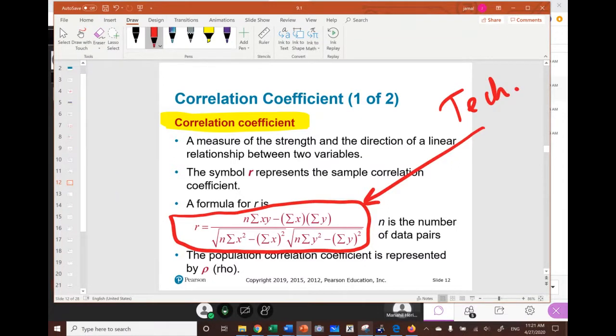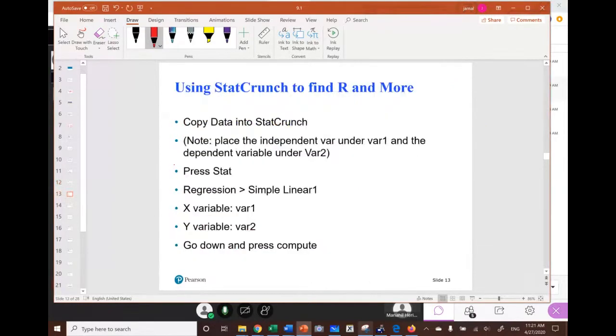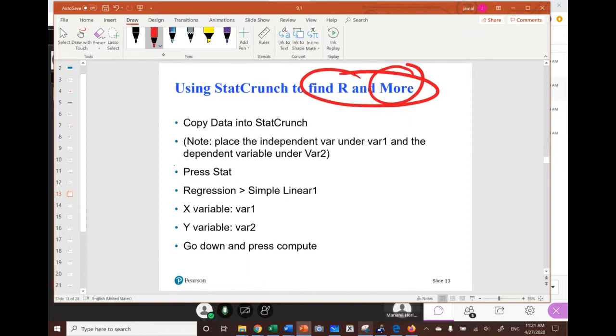And when we rely on technology, we talk about how to use StatCrunch, because this is the technology we use in this class. So how do we use StatCrunch to calculate R? How do we find R? Actually, you can find R and more, because whatever you're going to do to find R is going to give you lots of other things. To do that, the first thing you need to do is copy your data into StatCrunch. There is a way to copy your data into StatCrunch. If you are doing homework, just hit the icon next to the table, and Copy into StatCrunch is going to be there very fast.